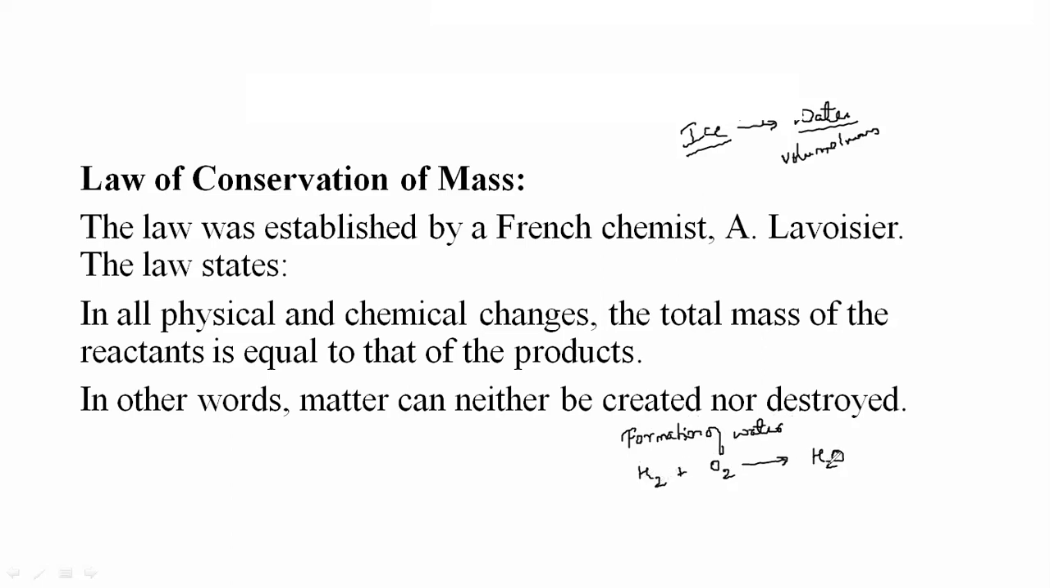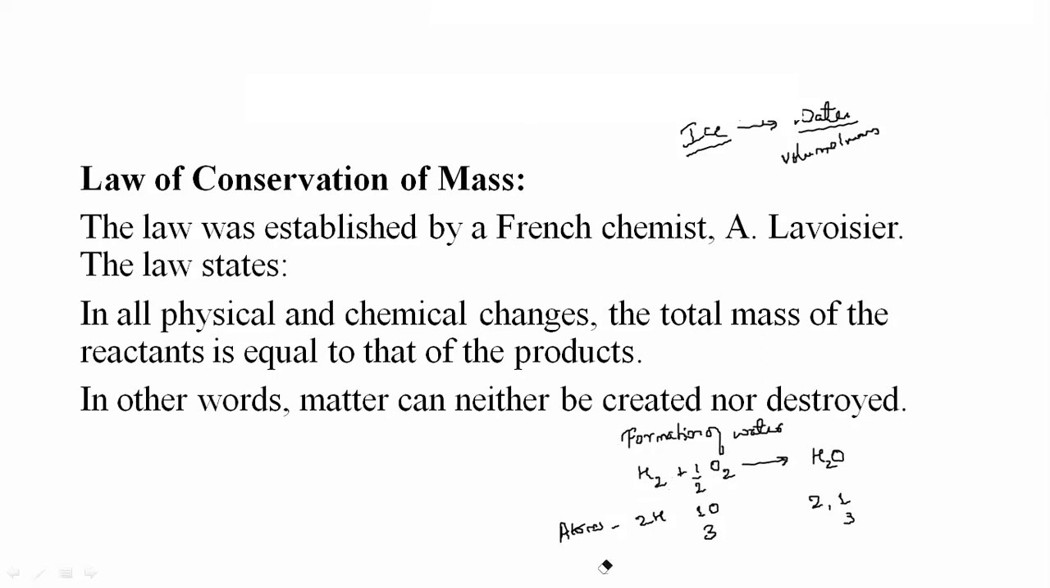So there are 2 atoms of hydrogen, 2 atoms of oxygen on the reactant side, and there is only 1 atom of oxygen in the product. So I will balance it by writing half O2 here, so it becomes H2O. Counting atoms: 2 atoms of hydrogen, 2 atoms of oxygen divided by 2, so 1 atom of oxygen. Here there are 2 atoms of hydrogen and 1 atom of oxygen. So 2 plus 1 becomes 3, 2 plus 1 becomes 3. So this is in case of atoms.